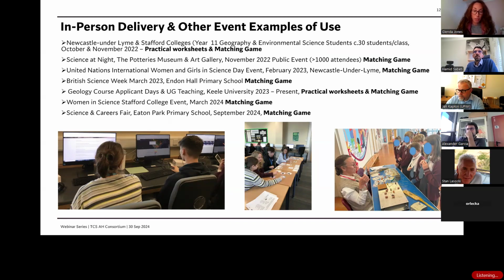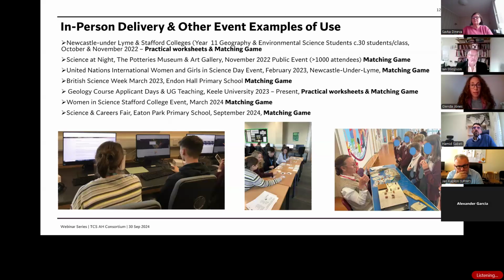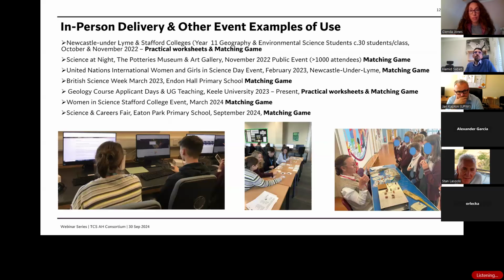Since then, I've used the material as much as I can and tried to seize as many opportunities as possible to use the matching games, particularly at events engaging local communities, public colleges and schools. So here are some examples of those. And as you can probably tell, I've utilised the matching game a lot more than the practical worksheets, because if you've got a stand, having those graphics and those definitions is good. It's colourful, it's good for children, but it's also good for adults, just raising awareness on induced seismicity, particularly these different human activities that can give rise to earthquakes.